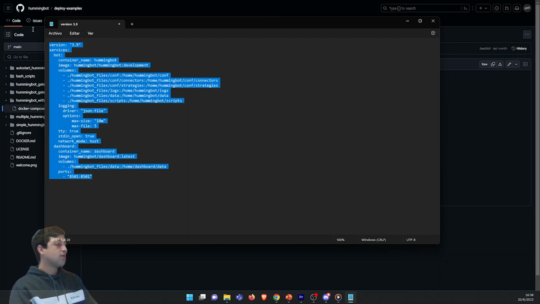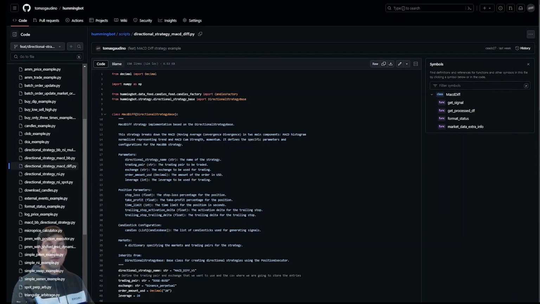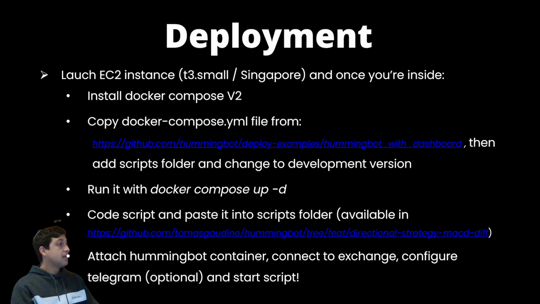Okay, so now copy this file into your EC2 instance, and once you're ready, just run it with Docker Compose up in detached mode, and go to the scripts folder, which is available now, and paste the script that, in my case, is available in my fork. Finally, attach your Hummingbot container, connect to Binance Perpetual, and start the script. Even though it's optional, I suggest you configure your Telegram so you can check your bot status at any time and stop it if you're at risk.